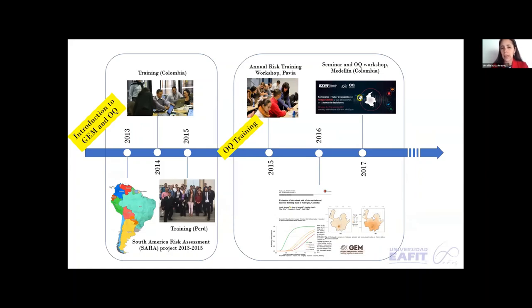Of course, I never left GEM on the side, and all this work has been done in close collaboration, especially with Catalina and Victor from GEM. So in 2016, we performed a seismic risk assessment of one of the building typologies that is most common in my region. But then we realized that we needed more training, and we decided to do a seminar and a workshop. But this time we decided to bring the seminar to Colombia.